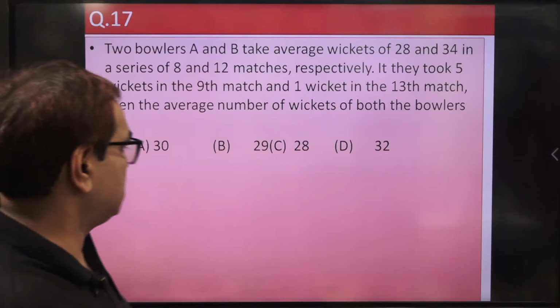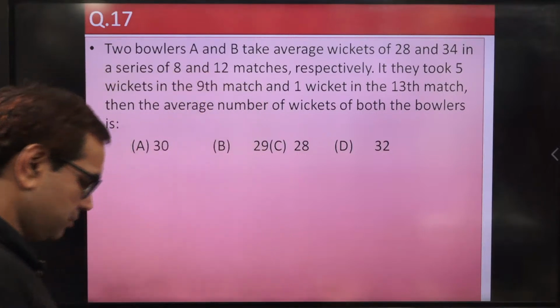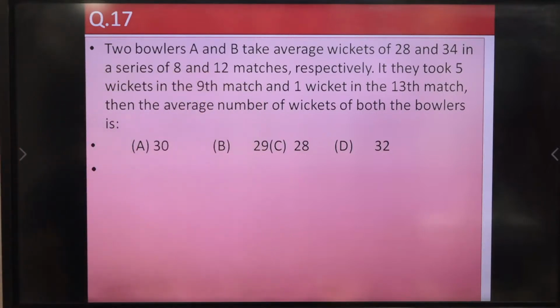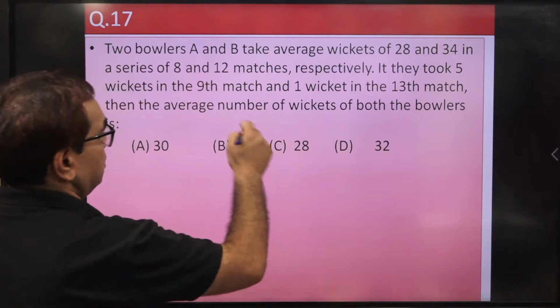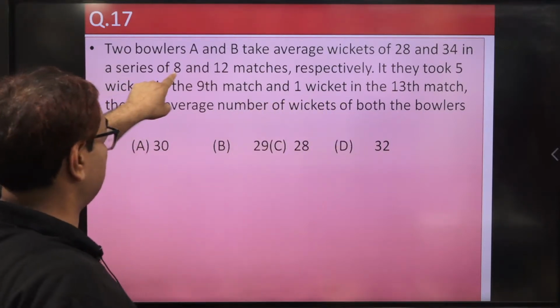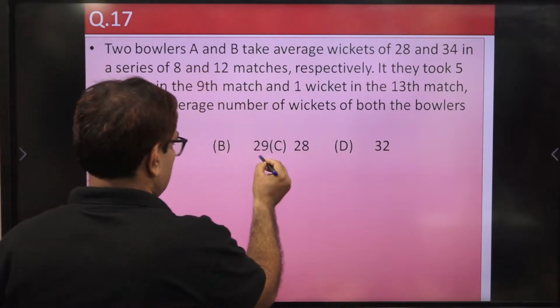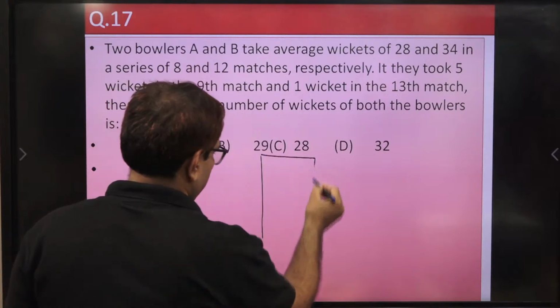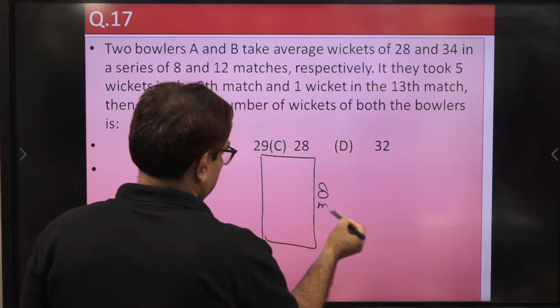I think you want an explanation of this problem. This is really a confusing problem actually. Students may get confused in exam. So what is the actual solution of this problem? Two bowlers A and B take average wickets of 28 and 34 in a series of 8 and 12 matches respectively. So there was a series of 8 matches. They played a series of 8 matches. There were total 8 matches.